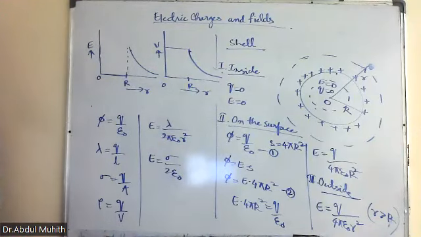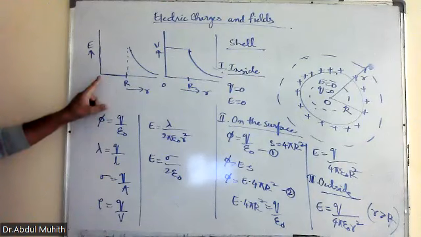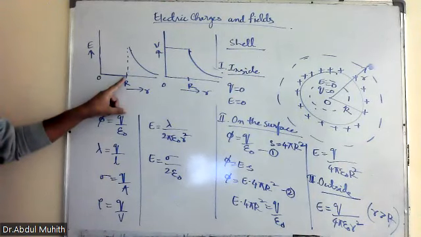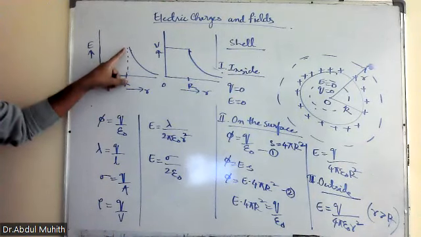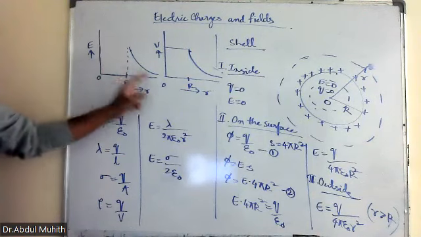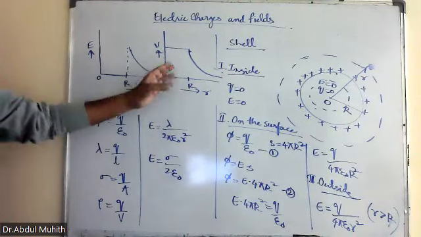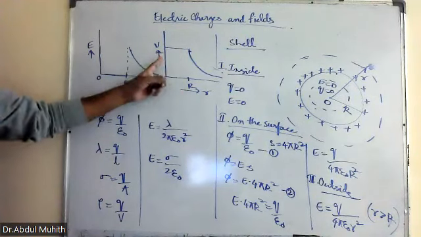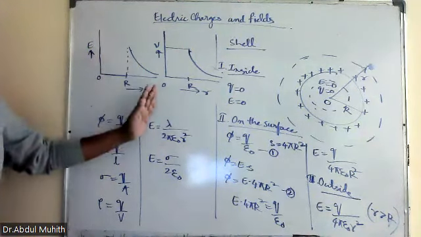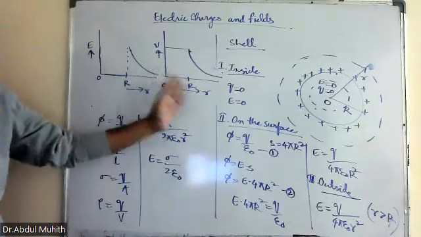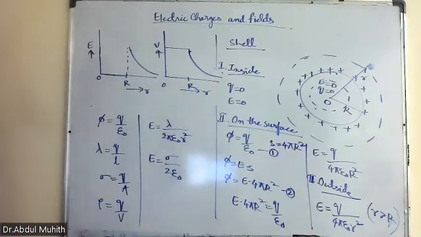So electric field is 0. If you take the shell, the electric field is 0 from the center to the radius. It is maximum on the surface, and as we are moving away, it is decreasing. Same thing for electric potential: from the center to the surface it is maximum and constant. Then as you go away from the shell, it reduces. Clear? Yes, sir.